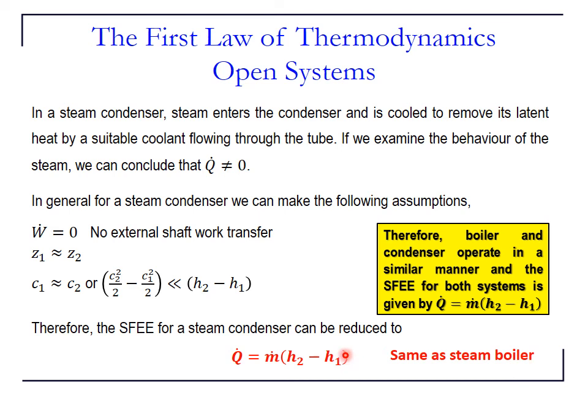The only difference is that for a steam boiler, because the heat is transferred to the system, the heat transfer you calculate from this equation will be a positive value. However, in the case of the condenser, the heat is transferred from the hot steam to the coolant, to the surroundings, so the heat transfer calculated from this formula will be a negative value.